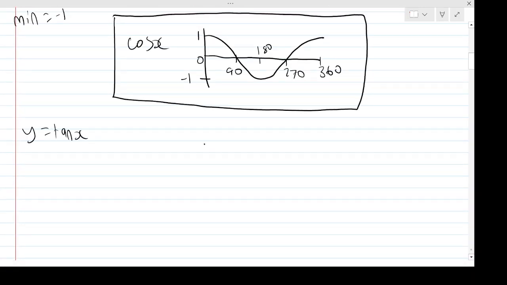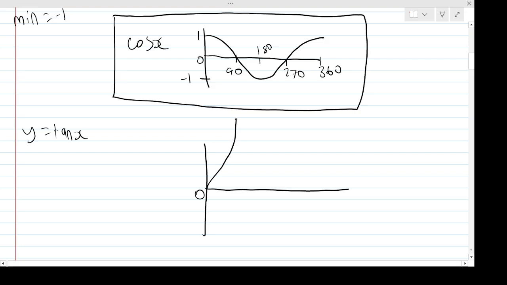So again, let's consider the first 360. Well, at 0, it starts at 0 again, like the sine graph. However, it's a bit of a different graph to the other two, because what happens is it's sort of like an asymptote. It shoots up like this, right? And so what happens is it tends towards a vertical asymptote, a vertical line like this.